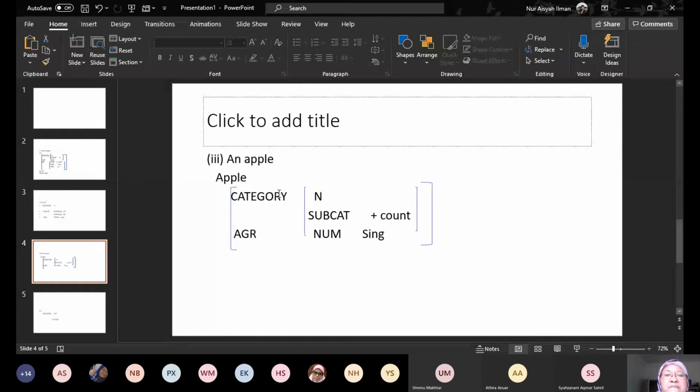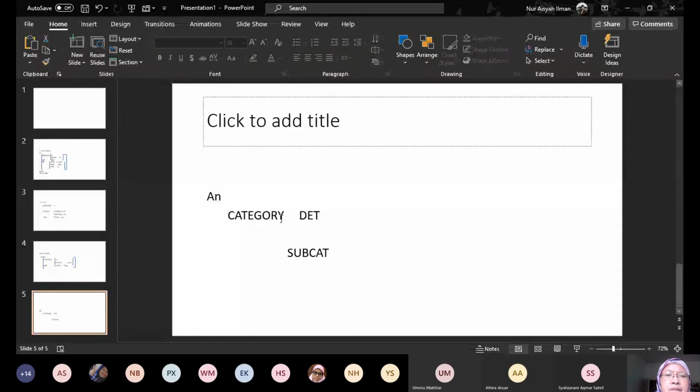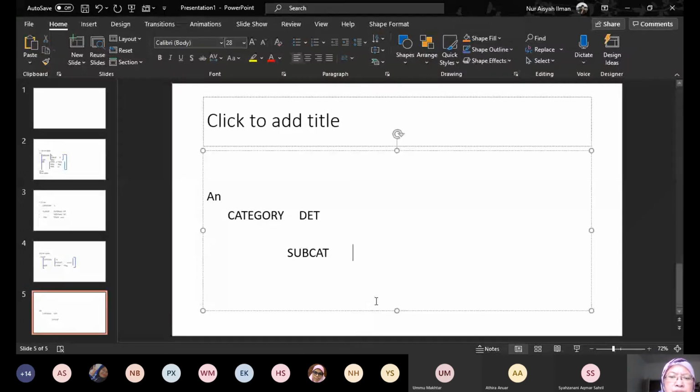So I think N is that subcat. What is the subcat for? It's indefinite. Or is that the agreement? No, I'm not sure. Sorry, nanti I check. So then we say agree. Then we have plus agree. What would it be? Plus definite. No, indefinite. So minus.